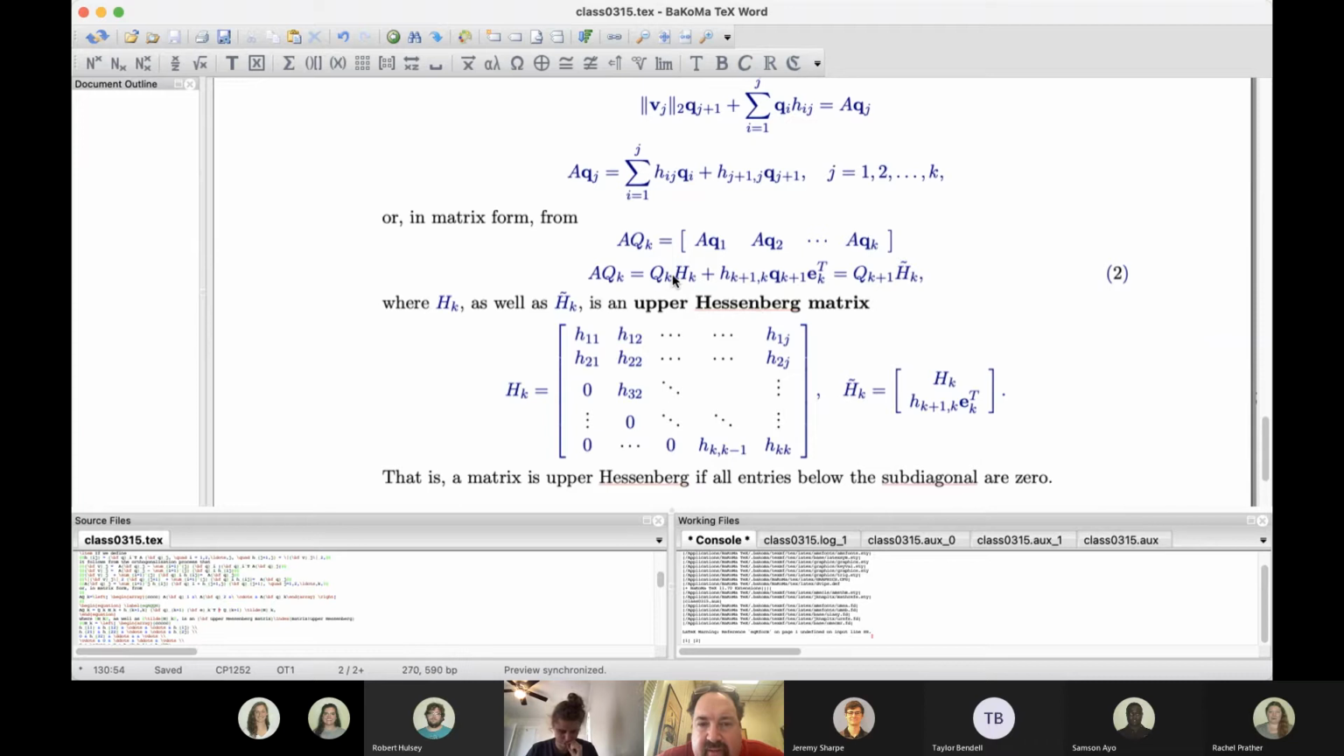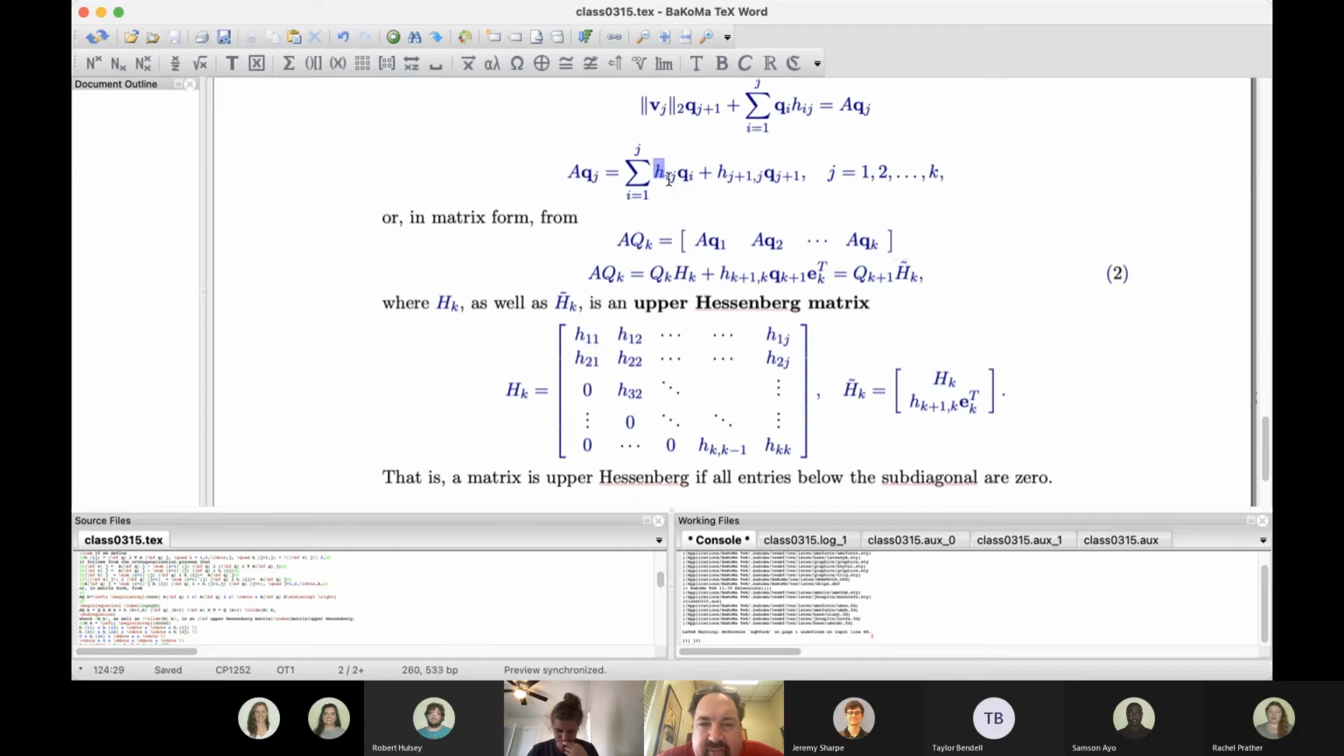Now, here I have linear combinations of the columns q1 up to qk. But here I have q(k+1). So what I could do is think of this whole right-hand side as the matrix Q(k+1) times this matrix H̃k. So what are these matrices, Hk and H̃k?